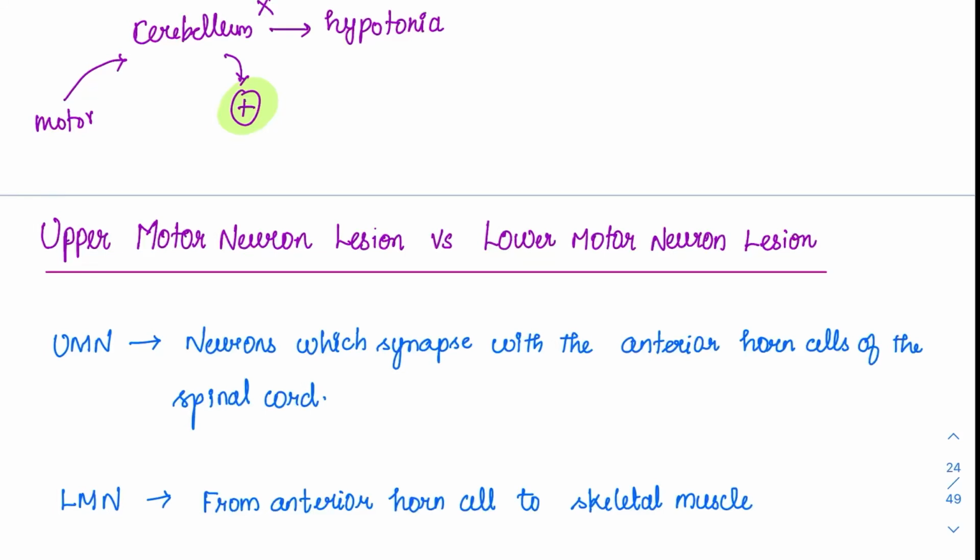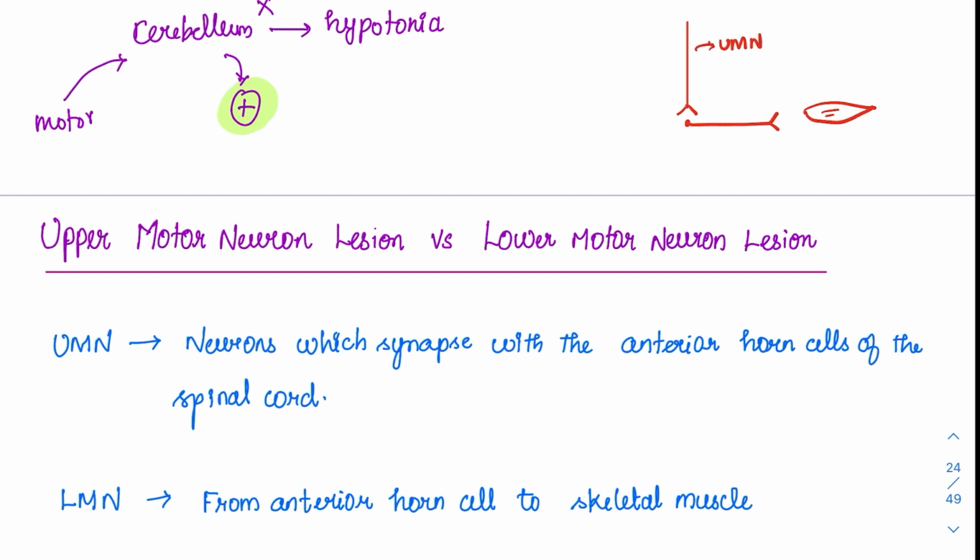Now, upper motor and lower motor neuron lesion, what is the difference? First, let's understand what an upper motor neuron is. Any neuron which comes from the central nervous system and innervates the spinal cord, and from the spinal cord one more neuron goes to the muscle. Suppose this is the muscle. The one which is influencing the spinal cord neurons is called the upper motor neuron.